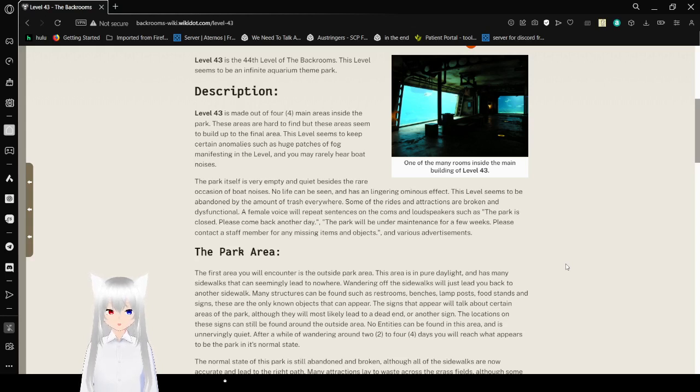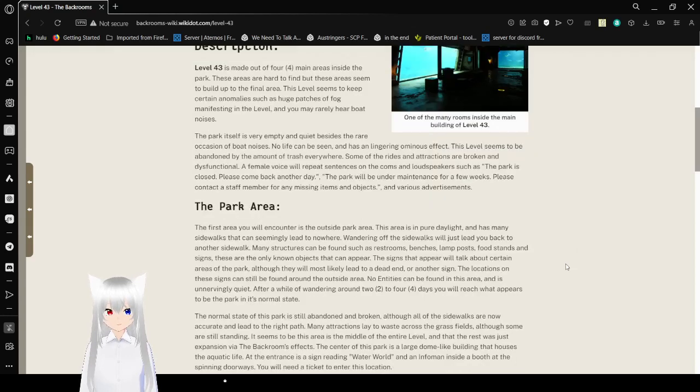A female voice will repeat sentences on the comms and loudspeakers, such as, "The park is closed. Please come back another day." "The park will be under maintenance for a few weeks. Please contact a staff member for any missing items and objects," and various advertisements.